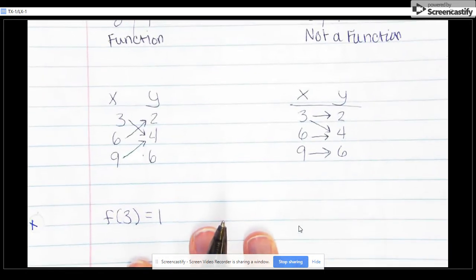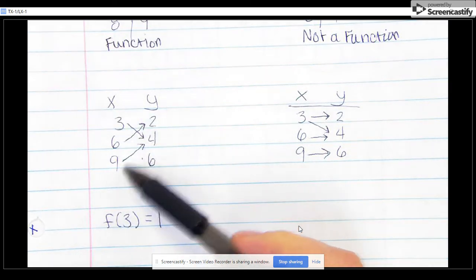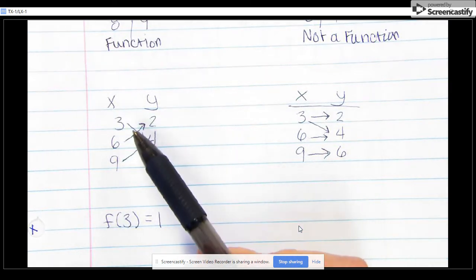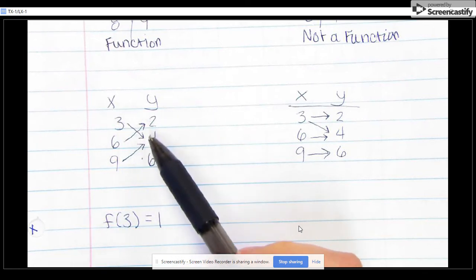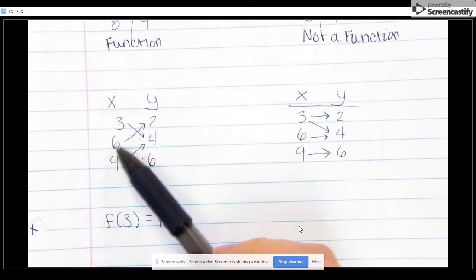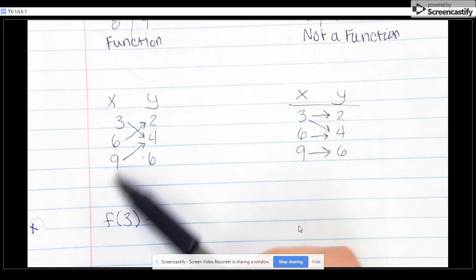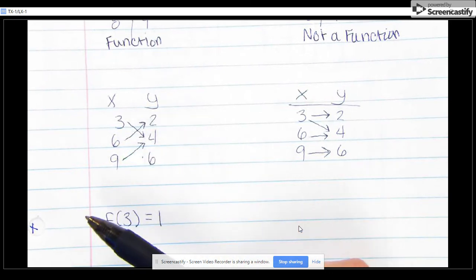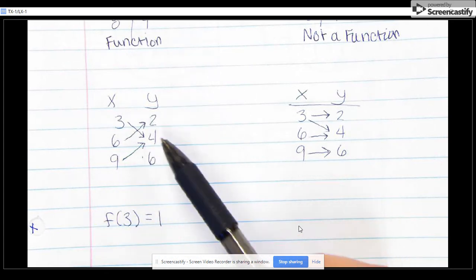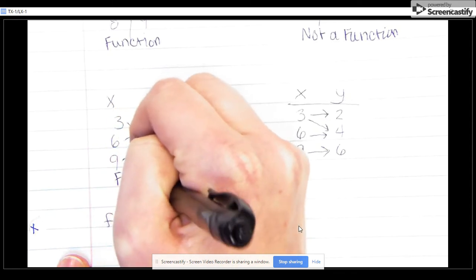Another way you're going to be presented with functions and non-functions is with arrows. Again, we have our x values and we have our y values. In this case, we have the x values of 3, 6, and 9. 3 has a y value of 4, 6 has a y value of 2, and 9 has a y value of 4. Again, I'm only concentrating on my x values. And the 3, 6, and 9 do not go to any other y value. So that means that this is a function.